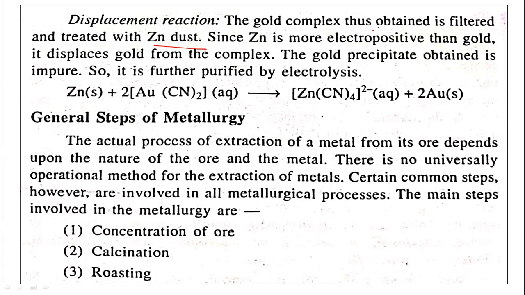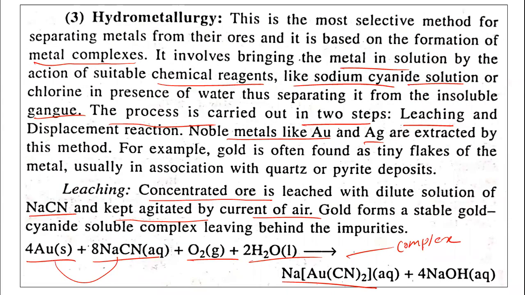Actually, zinc is more electropositive than gold, so a displacement reaction takes place. The gold has been replaced by the zinc metal. The position of the gold is taken by the zinc and gold is separated, and a zinc complex is formed. The gold precipitate obtained is impure, and later on it is purified. But in this way, gold is extracted by the hydrometallurgy process. So in hydrometallurgy, two main steps are involved, leaching and displacement reaction.